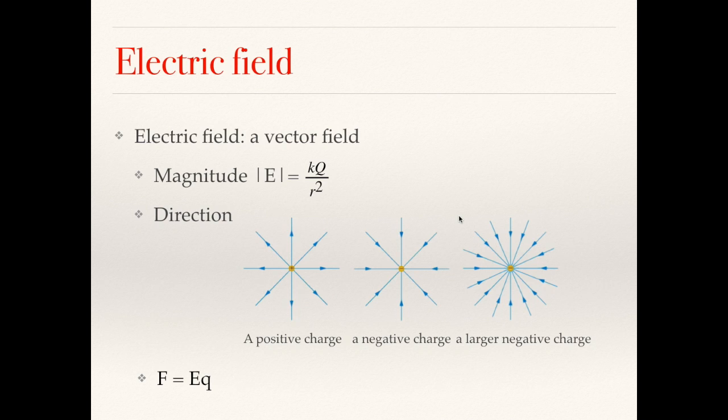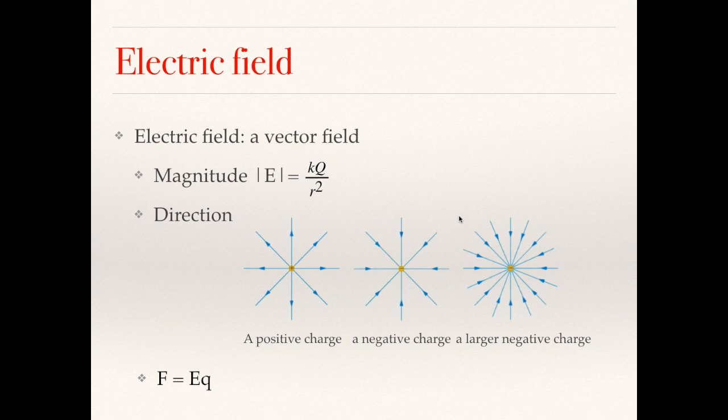So for electric field, it is a vector field. Its output not only has a magnitude, but also a direction. So now I will just give you all the equations, and I will explain it in the next slide. As we see here, the magnitude of electric field is equal to K big Q over R squared. The big Q here means the charge that induced this electric field. And the R here is just the distance from the charge big Q.